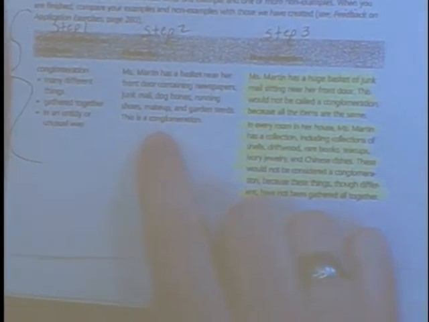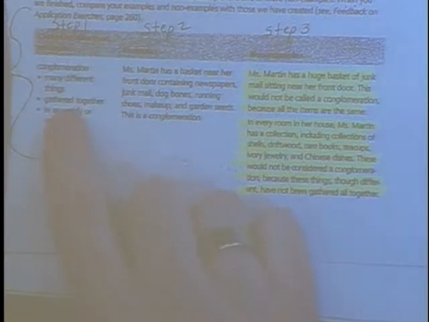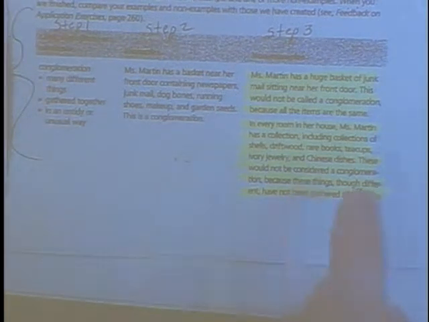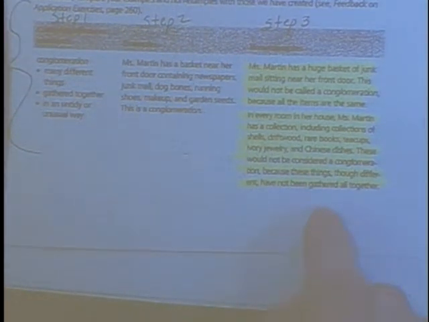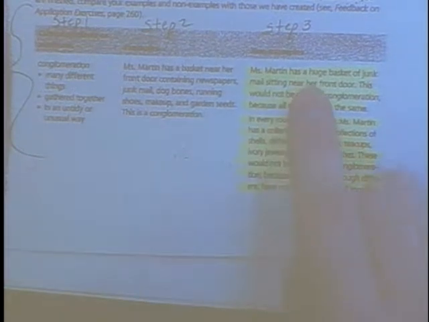So let's go right back to that word conglomeration. We said an example: Miss Martin has a basket near her front door containing newspapers, junk mail, dog bones, running shoes, makeup, and garden seeds. This is a conglomeration because there are many different things gathered together in an untidy or an unusual way. Let's look at that non-example. This is straight from Explicit Instruction, page 73. Miss Martin has a huge basket of junk mail sitting near her front door. This would not be called a conglomeration because all of the items are what? They're the same. So we've already ruled out one of our attributes there.